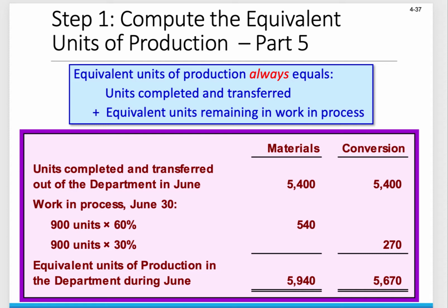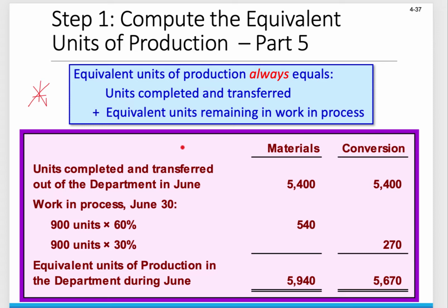Next thing we have to do is calculate the equivalent units of production. What we have to know is that the equivalent units of production is always going to equal the units completed and transferred out plus the units that still remain in the WIP. Okay?